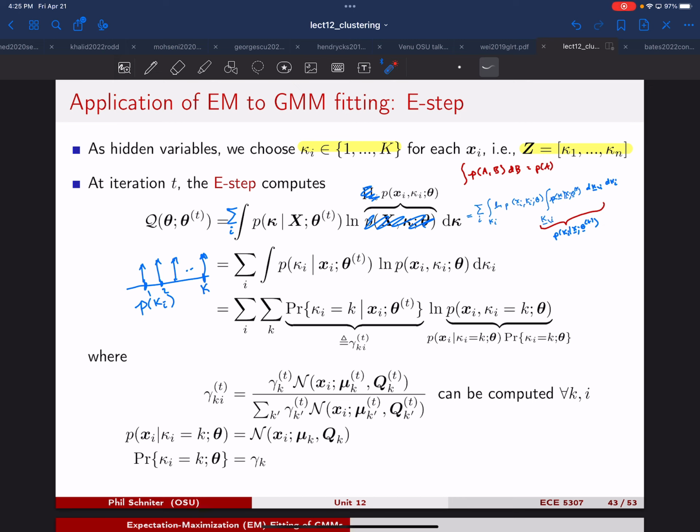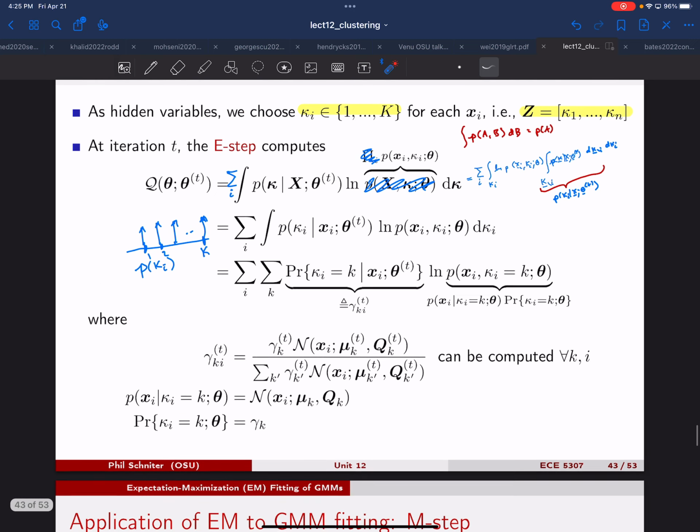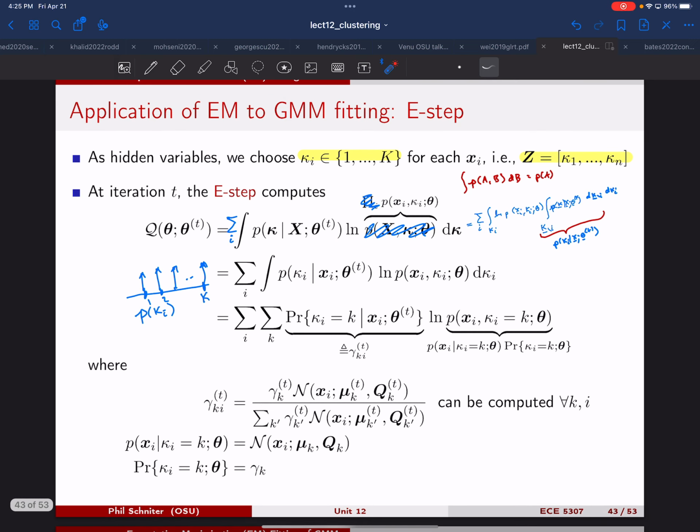I should also emphasize that over here, we're using the variables that we're going to optimize over. So these guys don't have the superscript t, whereas these do. These are old variables we can compute. These are new things we don't know yet, but we can maximize them in the M step. Okay, everybody with me so far?